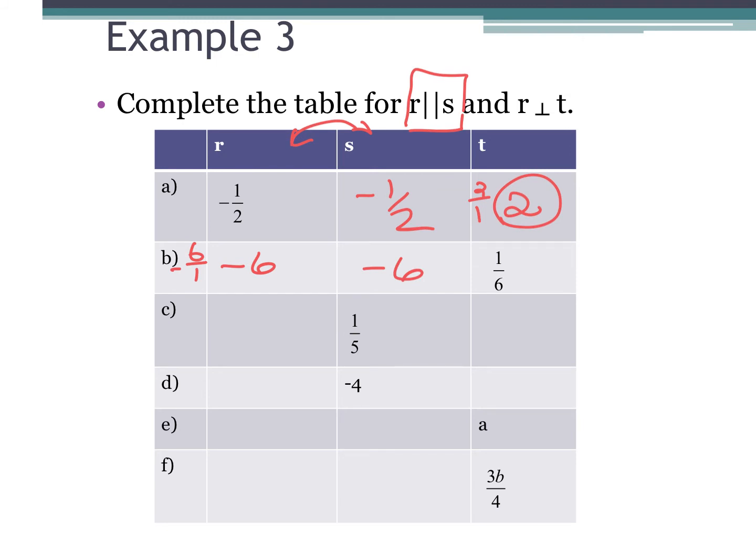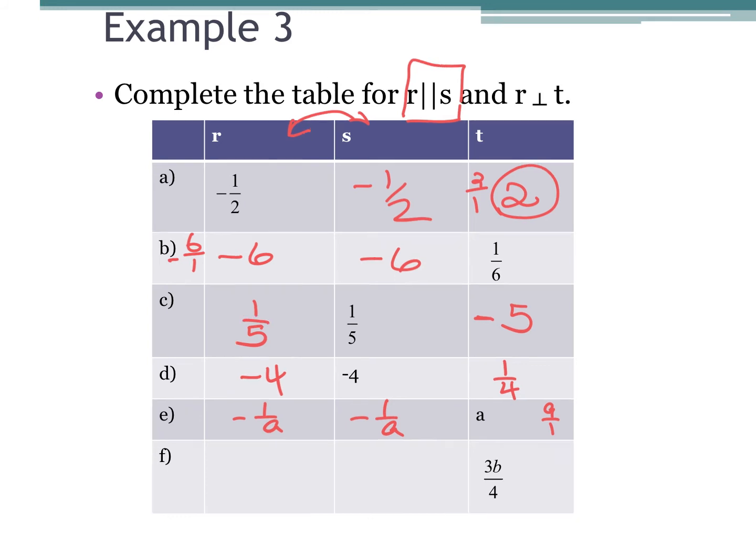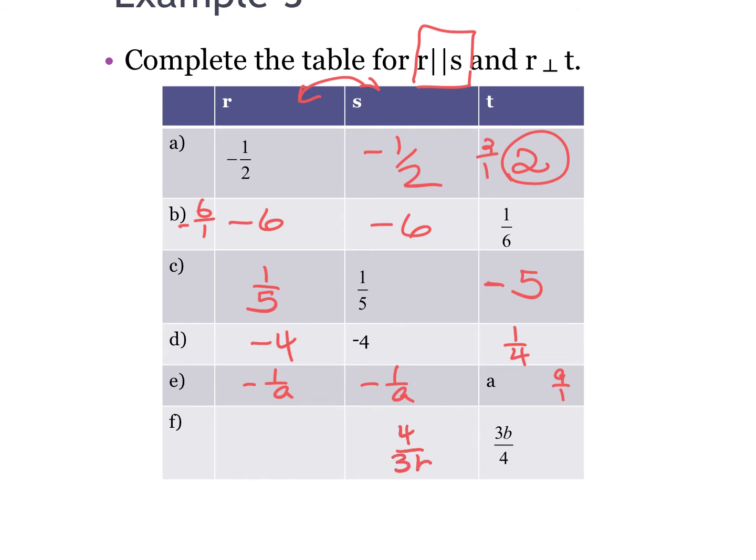For part C, remember the R column is the same as the S, so it gets a 1/5. And then the T column, make it opposite sign and flip it upside down. Line D here, remember R and S are parallel, so same slope. T is perpendicular, so now make it positive and flip it upside down. Now you may look at this variable and you're thinking, oh my goodness, what am I going to do here? But again, if you think of this as A/1, flip it upside down and make it opposite sign. And then that column is the same. Same thing for the last one, flip it upside down and make it opposite sign.